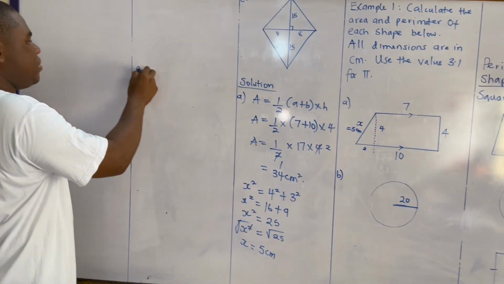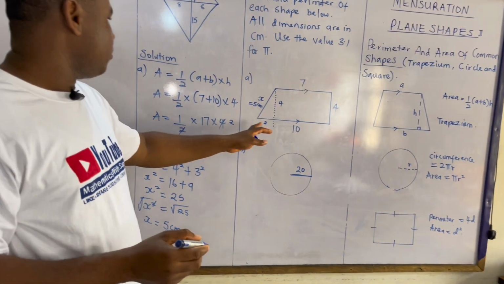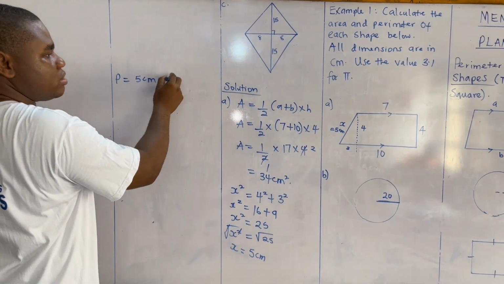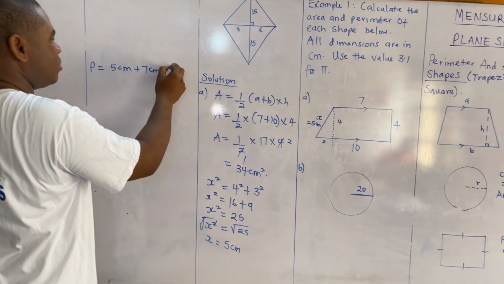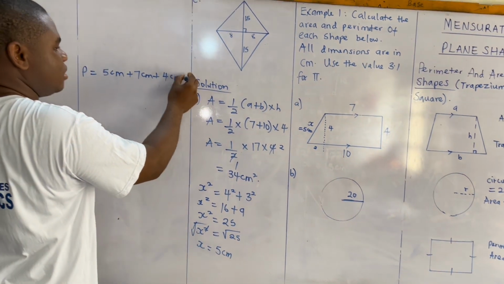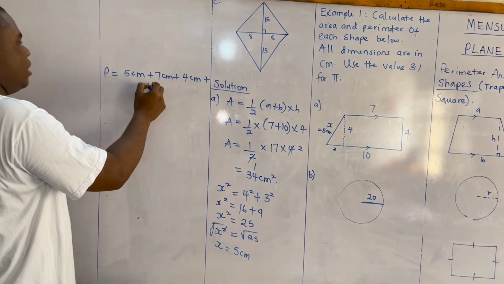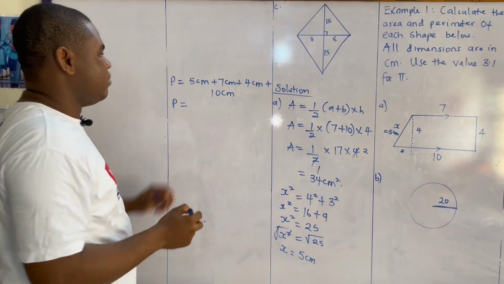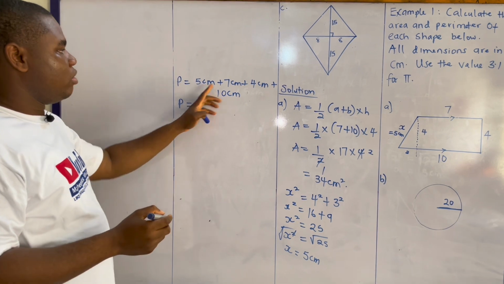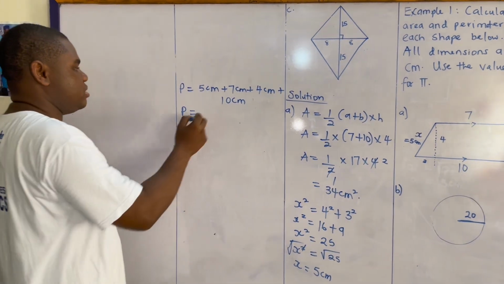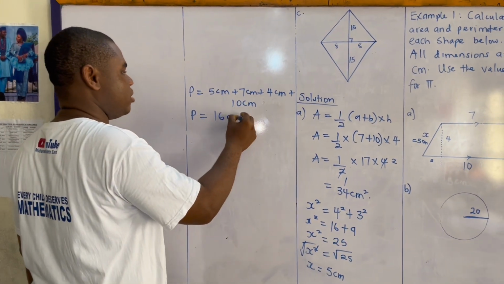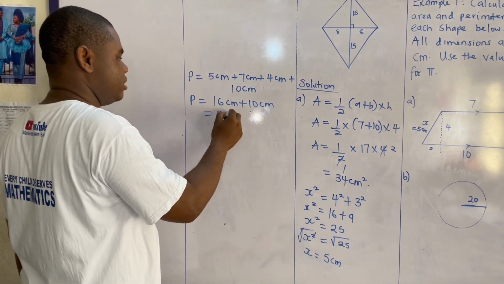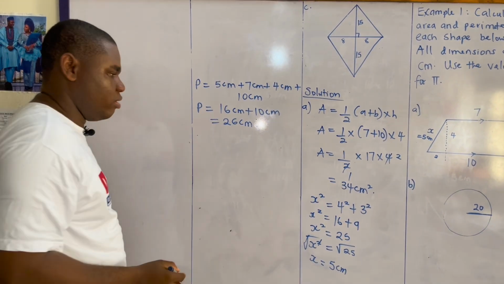Now if I add all these together, it will give me the perimeter. The perimeter is 5 centimeters plus 7 centimeters plus 4 centimeters plus 10 centimeters. 5 plus 7 gives me 12, 12 plus 4 gives me 16, and 16 centimeters plus 10 centimeters gives a sum of 26 centimeters for the perimeter.